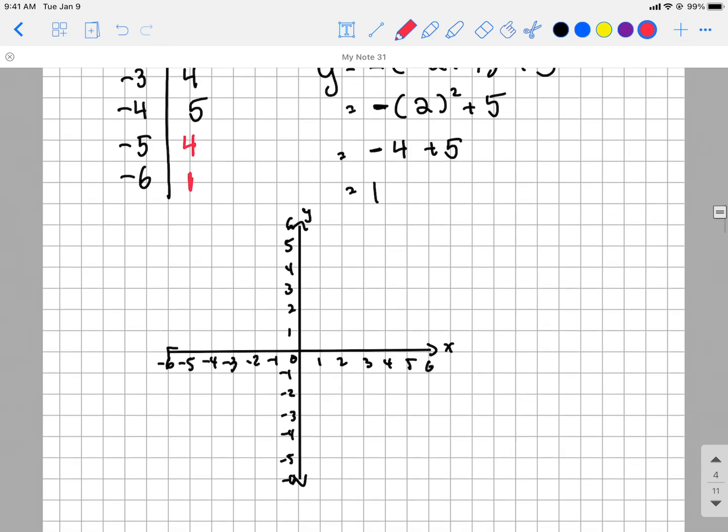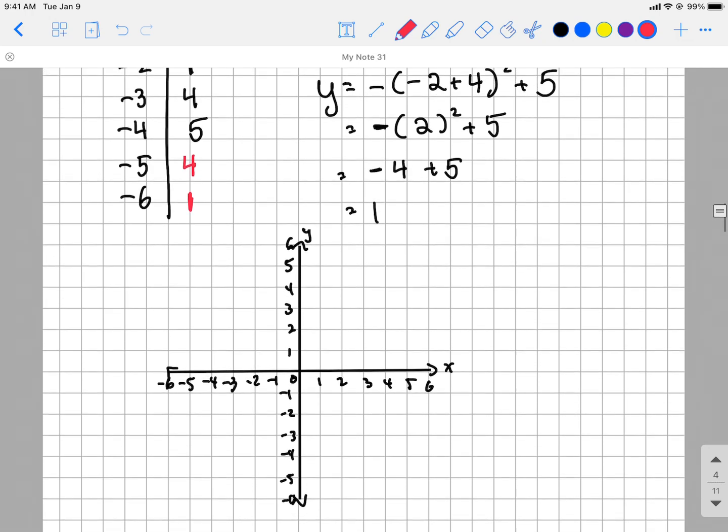So let's find out. We had -4, +5. That's 1 point right there. We had -3, 4, and -5, 4. And then we had -2, 1, and -6, 1. So seems like it opens downwards. I'd say we've done a pretty good job. So let's sketch ourselves a parabola here. Once again, not looking for perfection, just do your best.